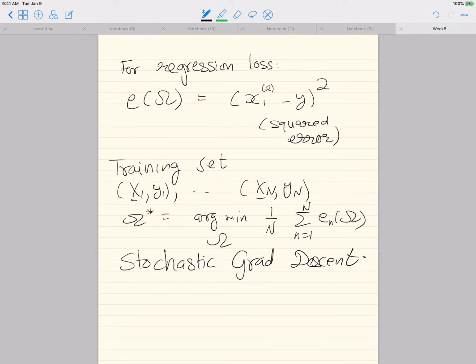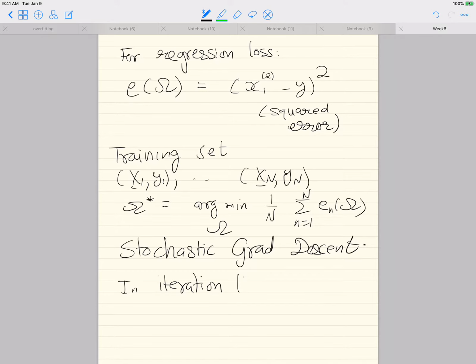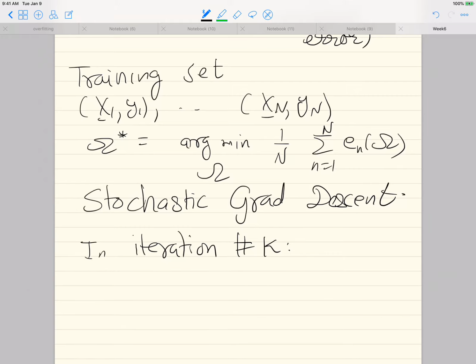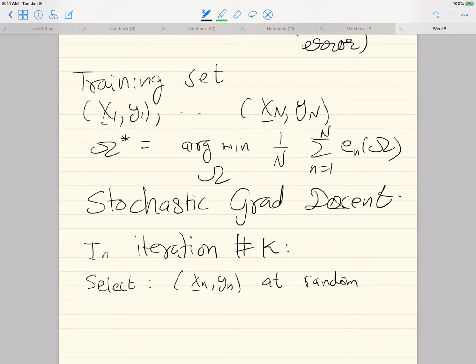Okay. So what we do here is, in iteration k, we select an example xn, yn at random. So we have the training set with n examples, x1, y1, x2, y2 up to xn, yn. In stochastic gradient descent, at each iteration, you select one example at random. Say we select xn, yn.